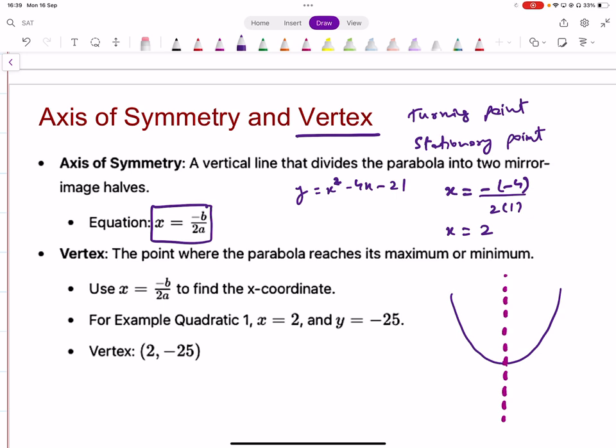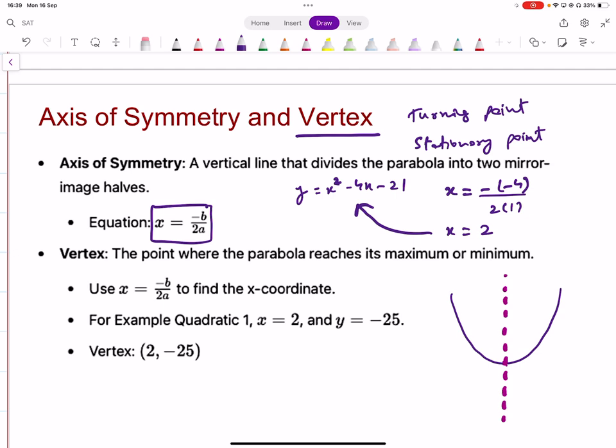Is this all right? Any problems? How do you find the y coordinate then? Put this back in the function and you get the corresponding y coordinate. You have the x value, just put that back in the function, you get the corresponding y coordinate. All good?